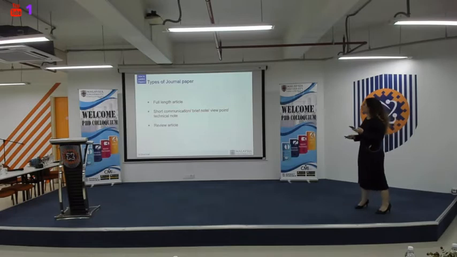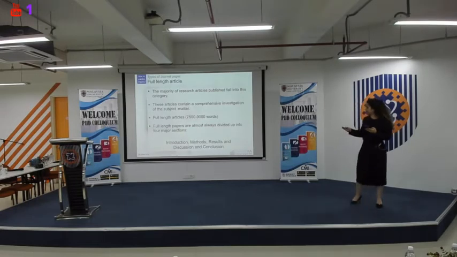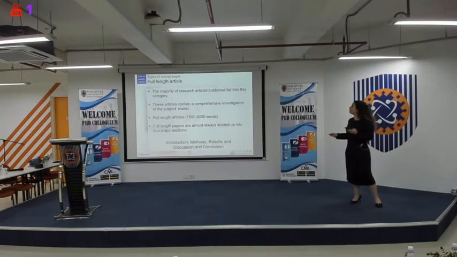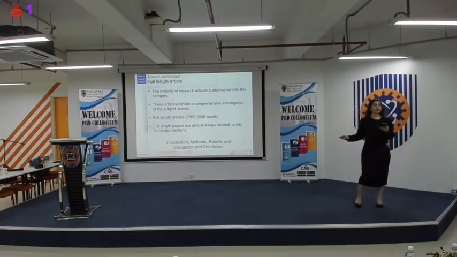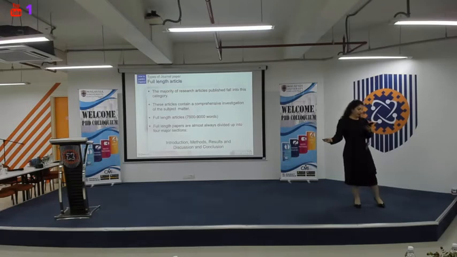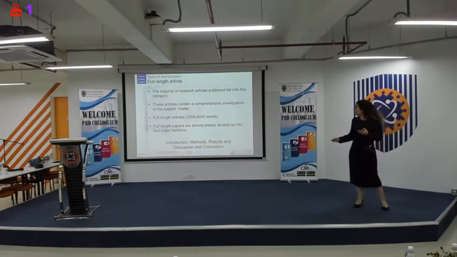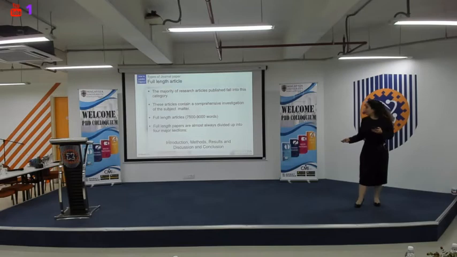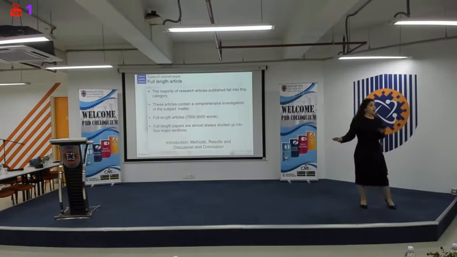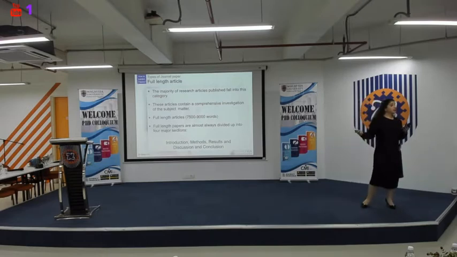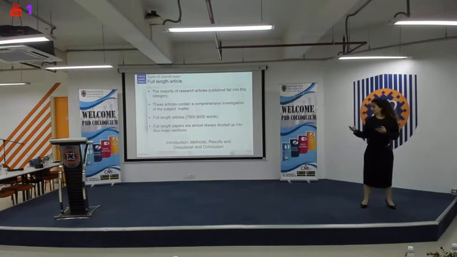Okay, let's go to the full-length article. The majority of research articles published fall into this category. A full-length article contains a comprehensive investigation. Usually it is very lengthy, with 7,000 to 9,000 words. It is divided into introduction, methods, results, and discussion and conclusion. So the full-length article is very common among the different types of journal papers.